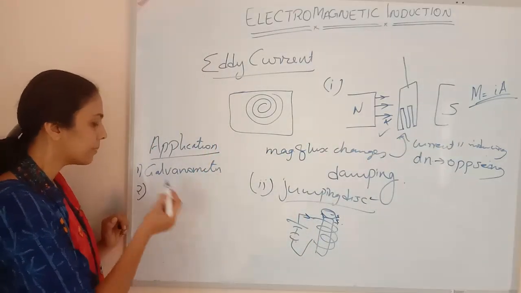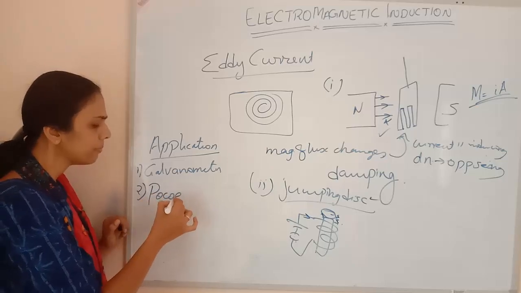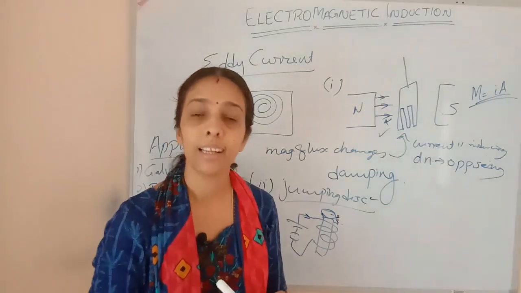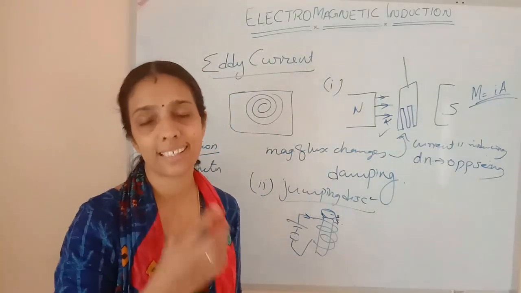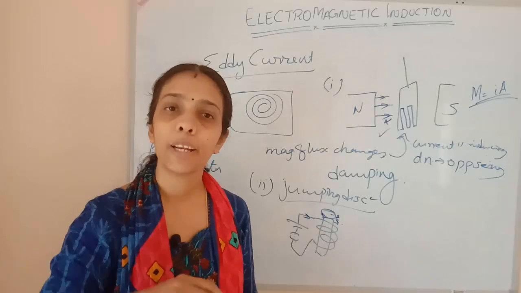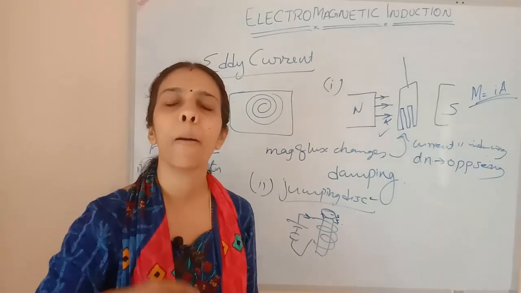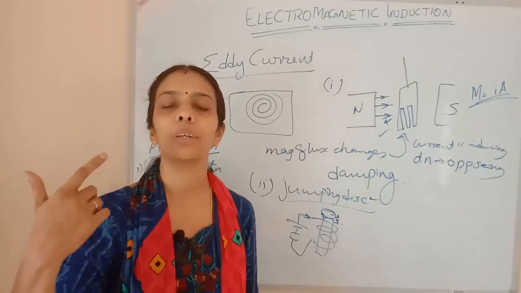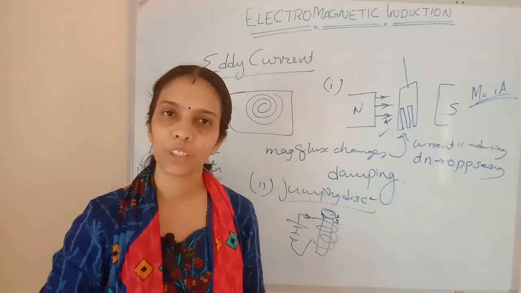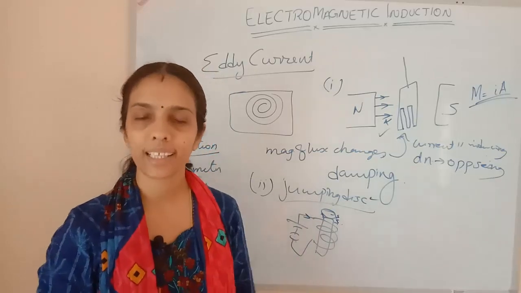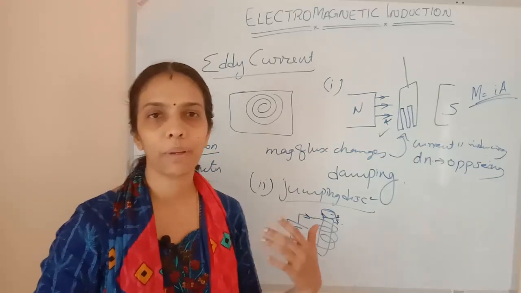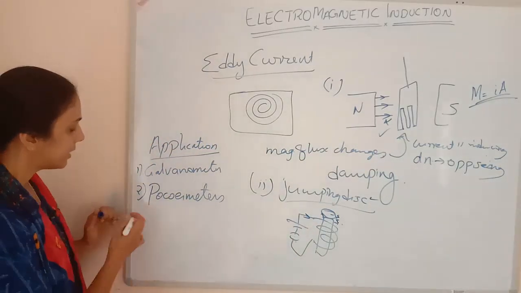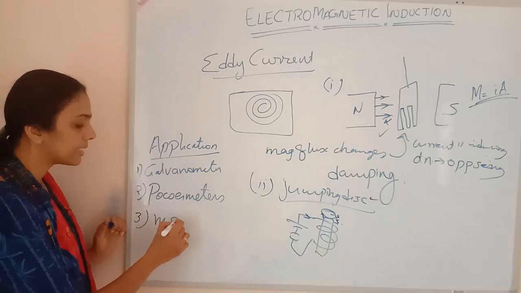The second one is in power meters, the meters where the current is read. There we keep a metallic disc. When alternating current passes through the circuit, the magnetic flux linked with the circuit changes, isn't it? Because of that, eddy current will form, and it will help that oscillation to stop. Okay, understood.